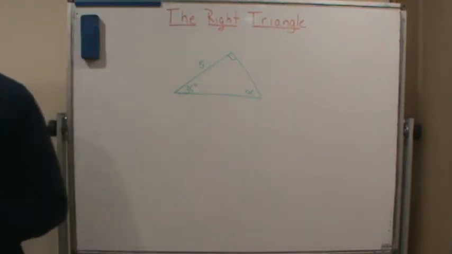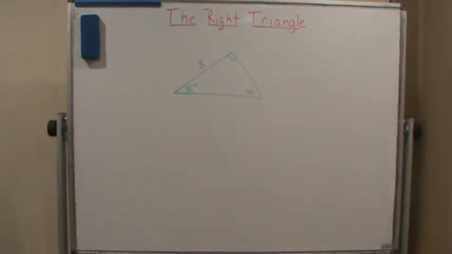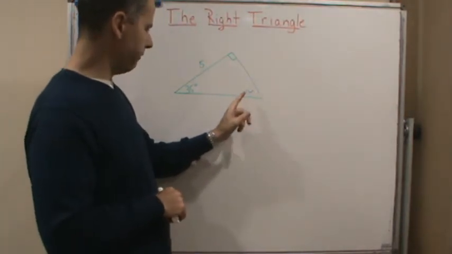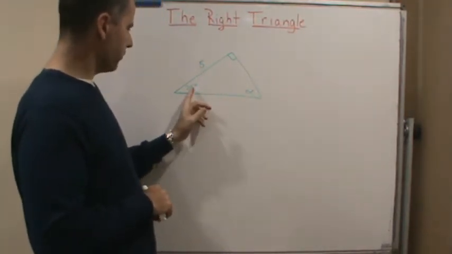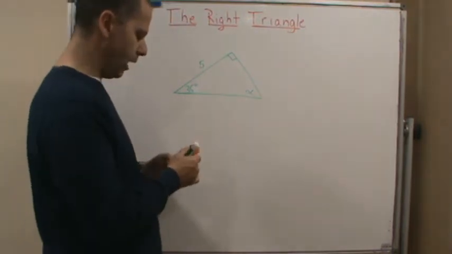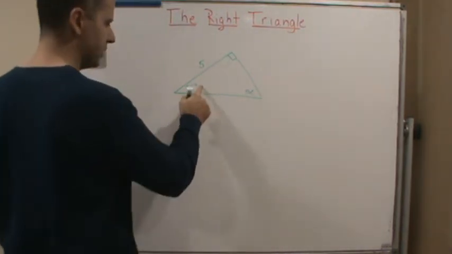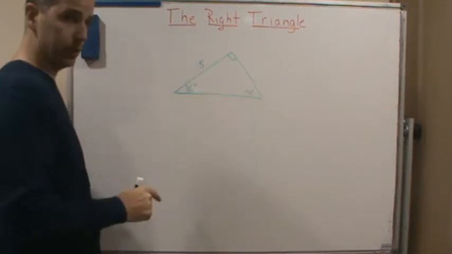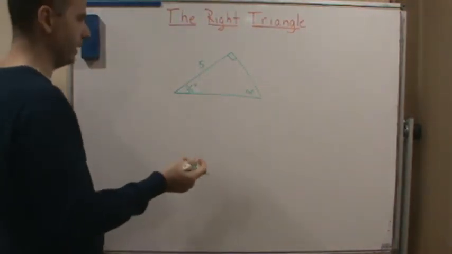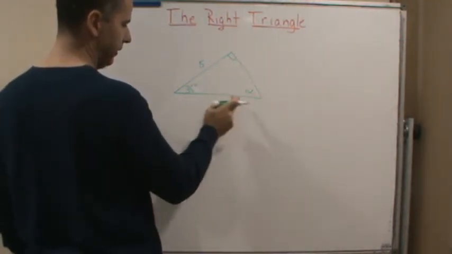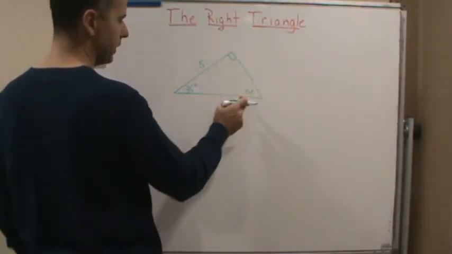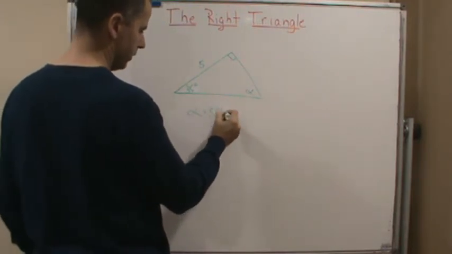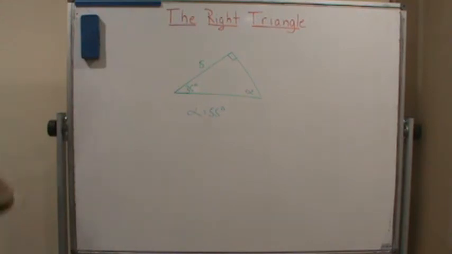So, looking at this one here, notice that we've got this angle alpha and this angle 35. This means alpha, because these two have to add up to 90, because again, the interior angles of a triangle add up to 180, so since this is 90, these two have to add up to 90, which means alpha equals 55 degrees.